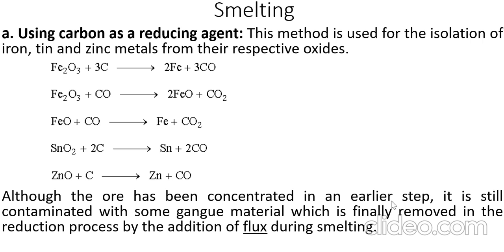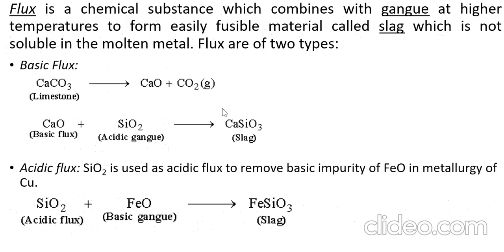Although the ore has been concentrated in an earlier step, it is still contaminated. In the second step, you release most of the gangue, but there are still some left behind, right? So for example, if you are trying to purify iron from its ore, there's what we call a flux. A flux is added in smelting, in the blast furnace, in smelting of iron. There are still more impurities. So how do you remove those impurities? You add what we call flux.